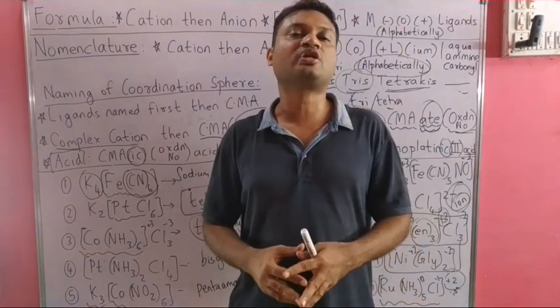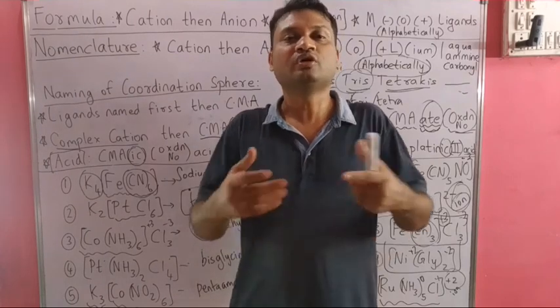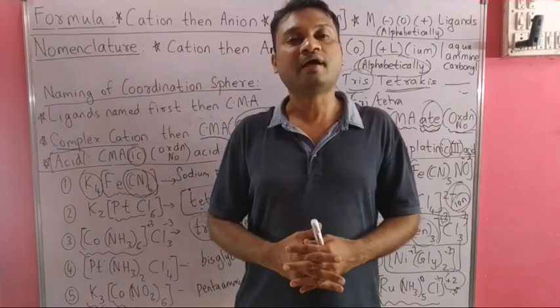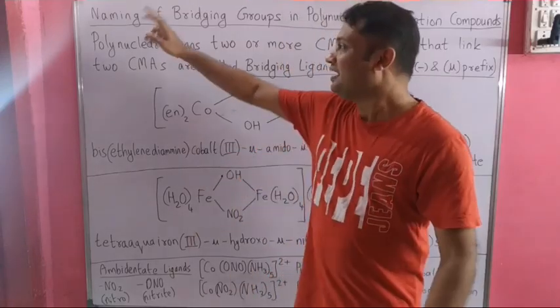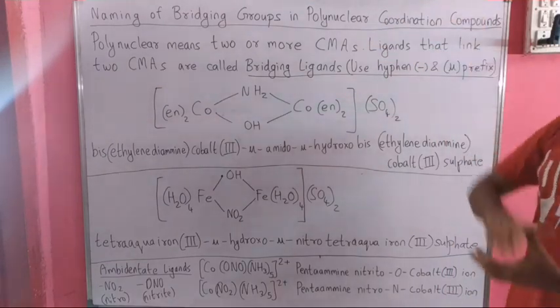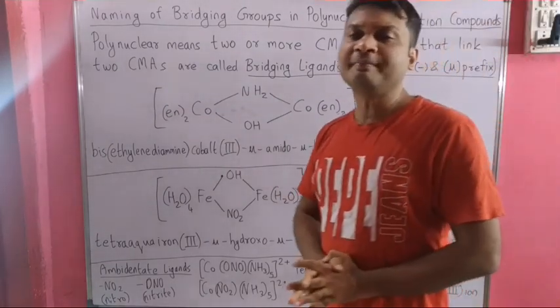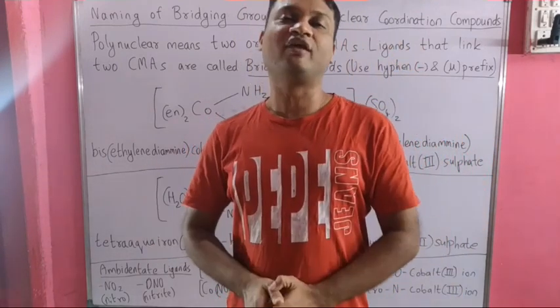Now other than this, we have some other coordination compounds which are slightly complex, which are bridge compounds. So that we will name after. Welcome back dosto. Let us now see naming of bridging groups in polynuclear coordination compounds. What do we mean by this? Polynuclear. Poly means more than one.